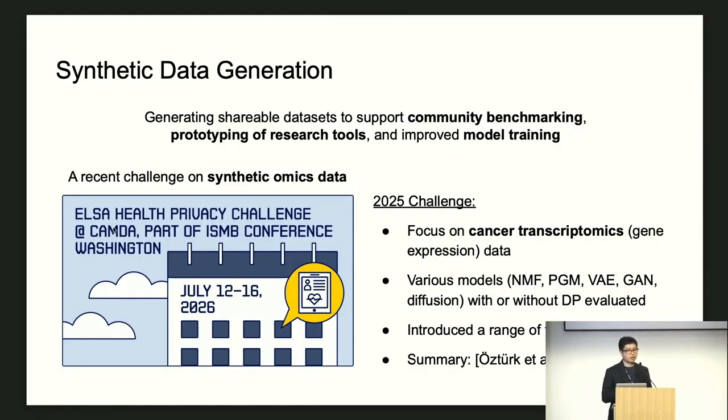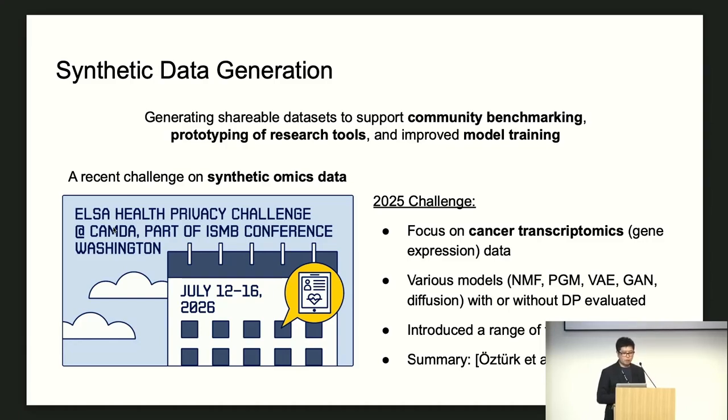And lastly, this was mentioned before in previous presentations, there's synthetic data generation, and this is emerging as a key application of DP in this domain as well. Of course, we're aiming to generate shareable data sets with some privacy guarantees that also mimic the statistical properties of real data that we're interested in. This is widely useful for different purposes. It helps with community benchmarking on different method development tasks. It helps to prototype research or software tools very quickly. And it also helps with increasing the training data size for different problems.